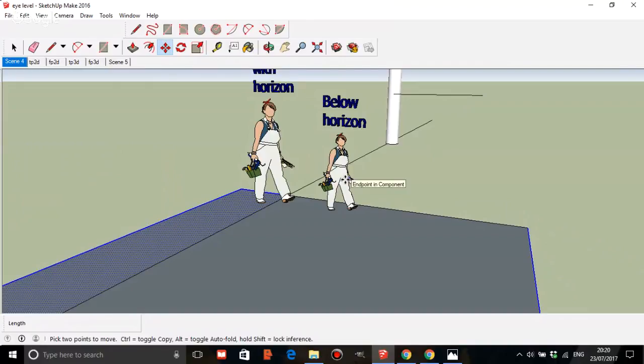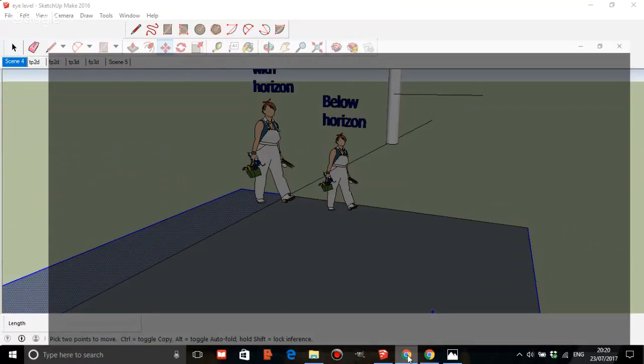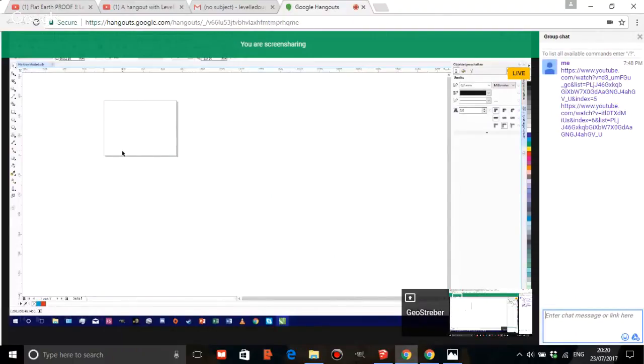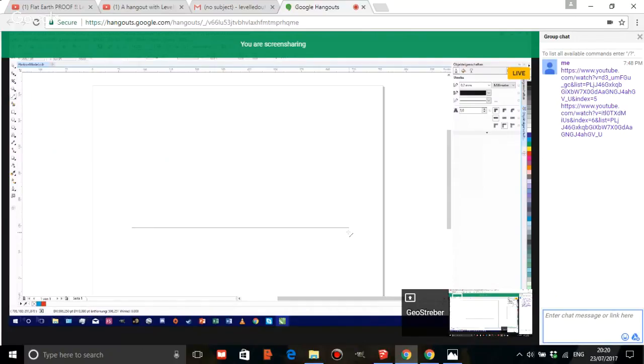I'm gonna model it. You should be able to see it. I don't think we need this anymore. I will delete it. All right, so we have the ground. We have person A. And we have person B. Okay.